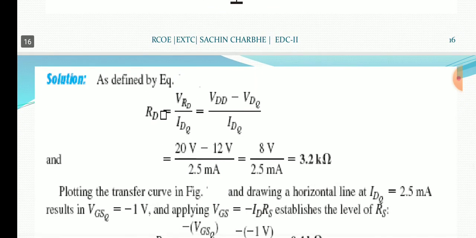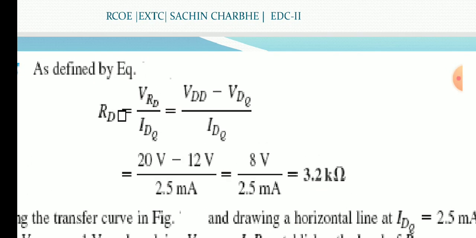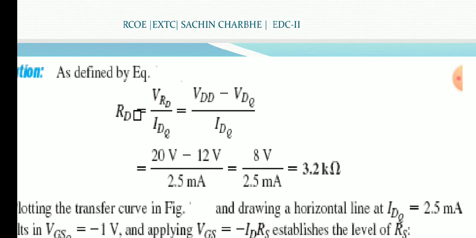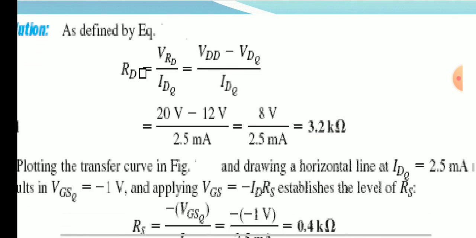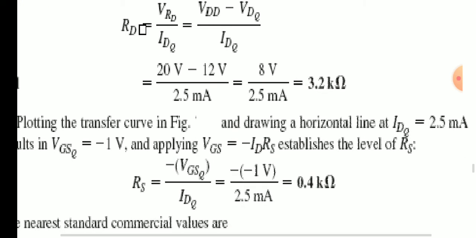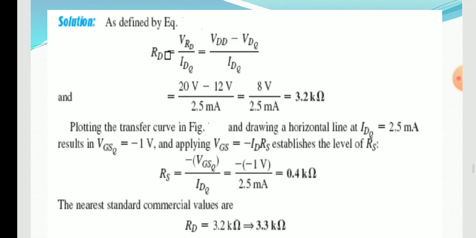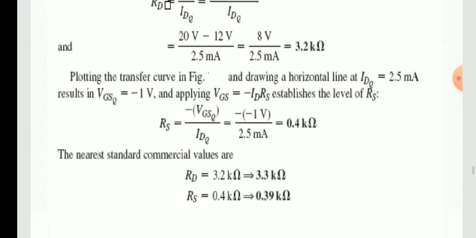As defined by the equation, we have to calculate RD. How to calculate RD? That is VRD by IDQ. VRD is VDD minus VDQ, and IDQ. VDD is 20 volt, VDQ is 12 volt, and IDQ, the drain current, is 2.5 milliampere. So the value of RD is 3.2 kilo ohm. Plotting the transfer curve in the figure and drawing the horizontal line at ID 2.5 milliampere and VGSQ -1 volt.